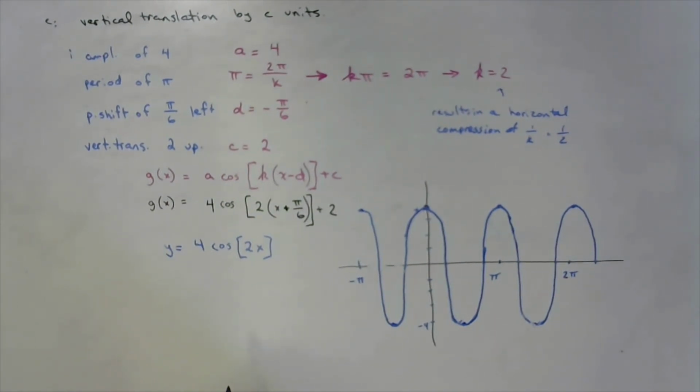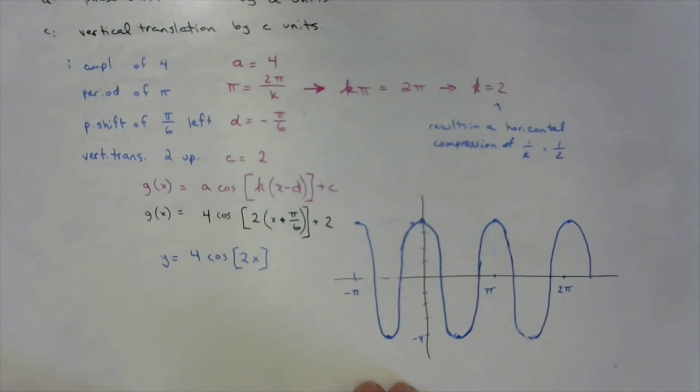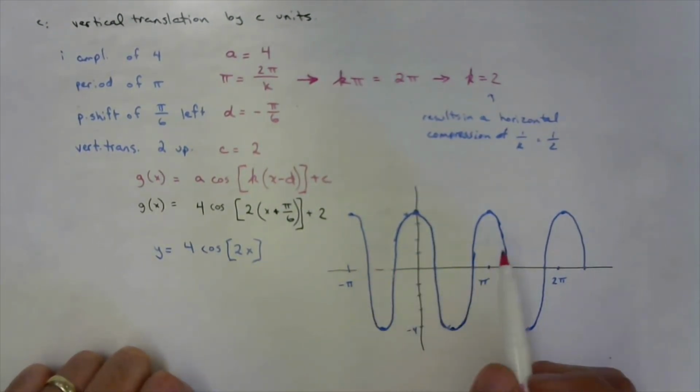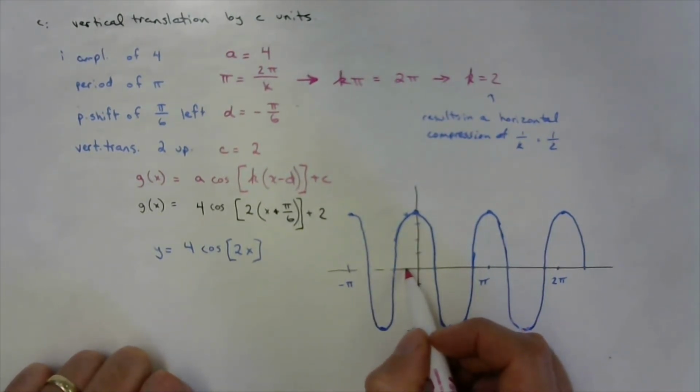And now we're going to do the next step. So now we're going to apply a phase shift of pi over 6 radians to the left and a vertical translation of 2 units up. So now the graph is not changing shape anymore. It's just getting translated. It's just moving. So I'm going to move everything pi over 6 to the left. So if this is 1 full pi, then pi over 6 is like maybe this.